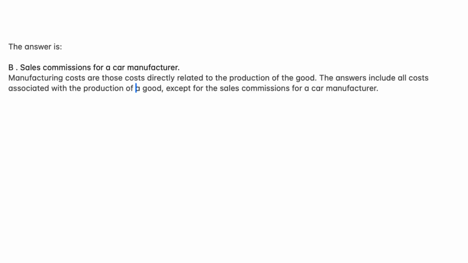The answer is B. Sales commissions for a car manufacturer. Manufacturing costs are those costs directly related to the production of the good. The answers include all costs associated with the production of a good, except for the sales commissions for a car manufacturer.